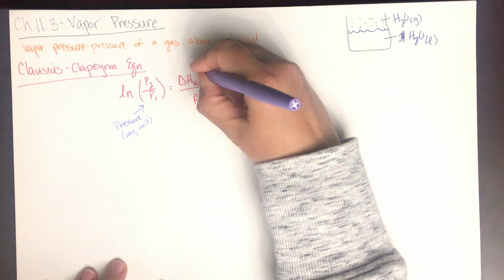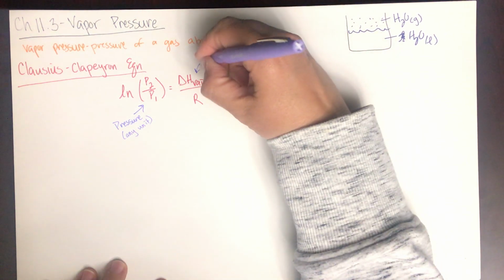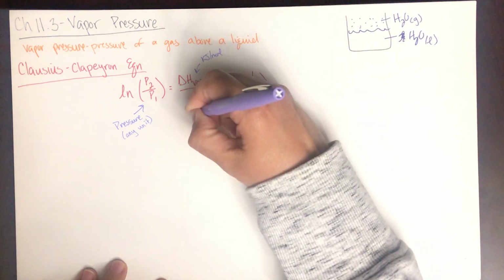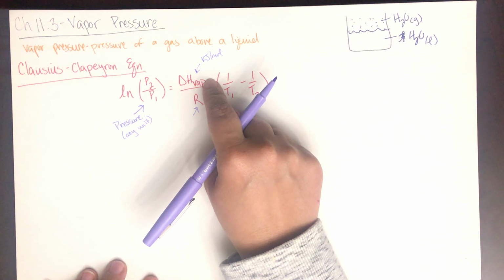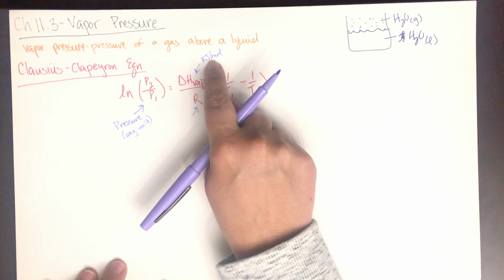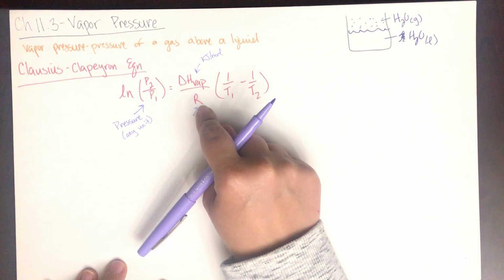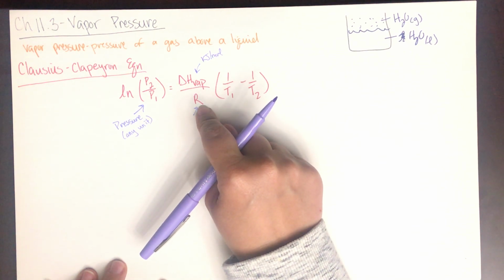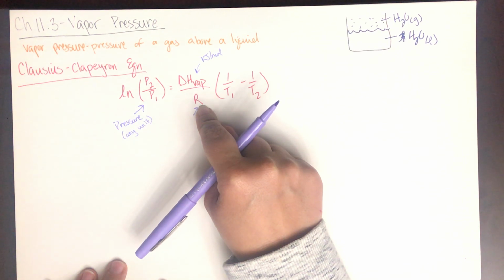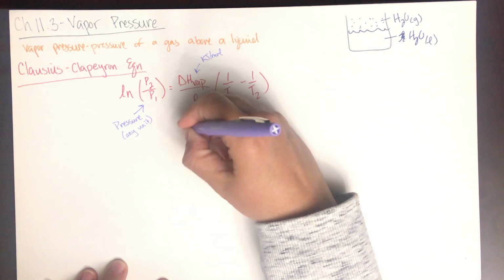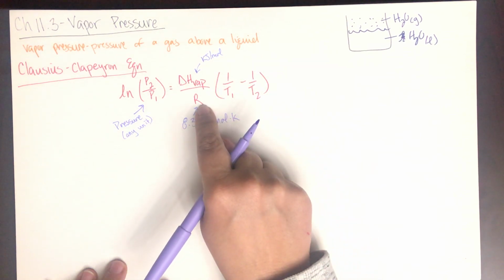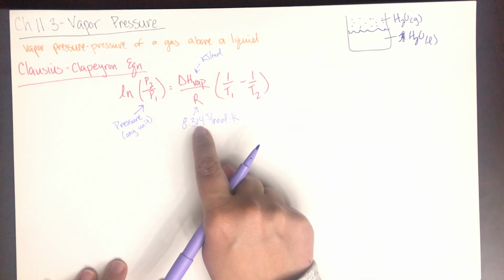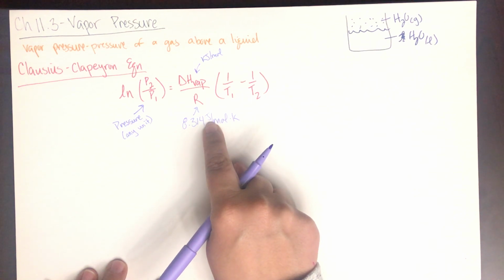The heat of vaporization is always given in kilojoules per mole. Because the heat of vaporization is an energy, a joule, my unit of R is not going to be the 0.0821 liter atmospheres per mole Kelvin. It's going to be the 8.314 joules per mole Kelvin, because anytime we have anything with energy in it, we use this R constant, which also has a unit of energy in it.